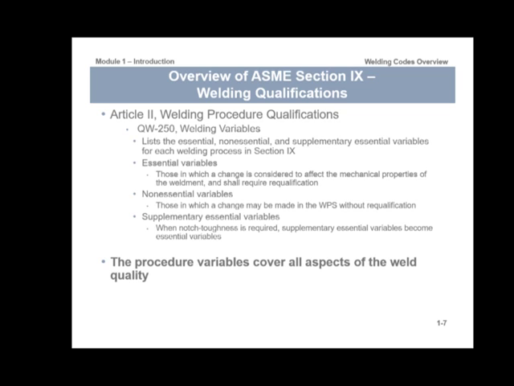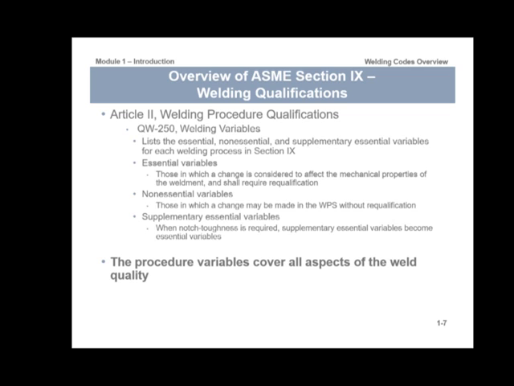It's cool. The welders can use these. We're good with it. Supplementary essential variables. This is when notch toughness is required. Supplementary essential variables become essential variables at this point. So if you're doing something that requires notch toughness, then you have supplementary essential variables, and you treat them just like essential variables. I'm not even going to go into this. I don't have a list in front of me, but these are things like heat input can be one of them. How much thermal energy you're putting into the weld, things like that.